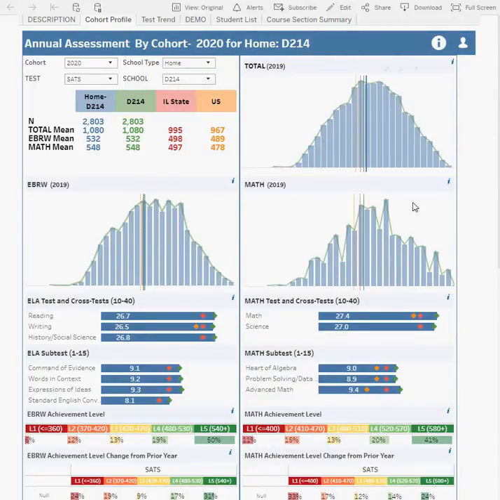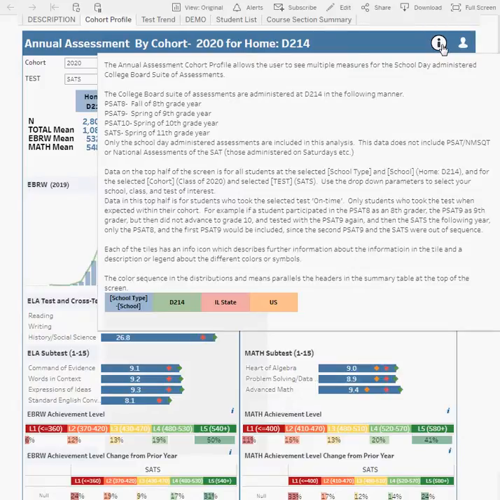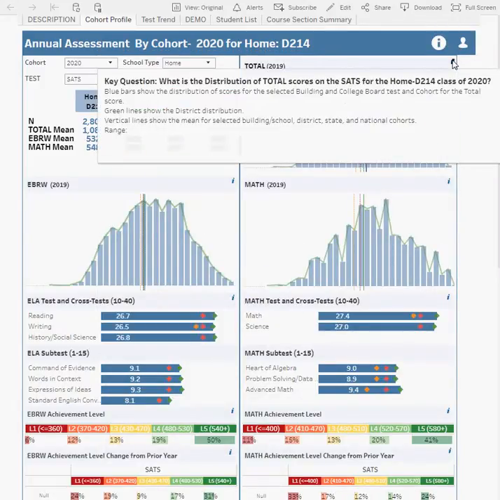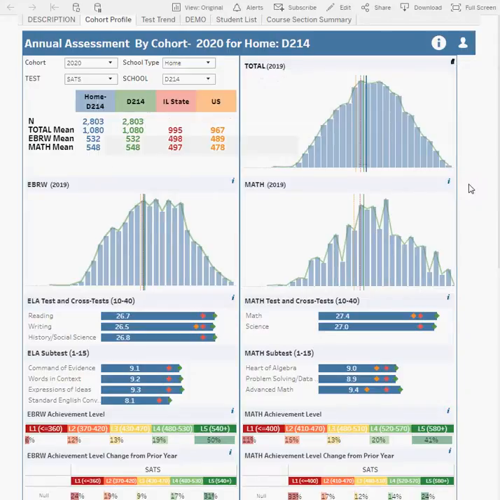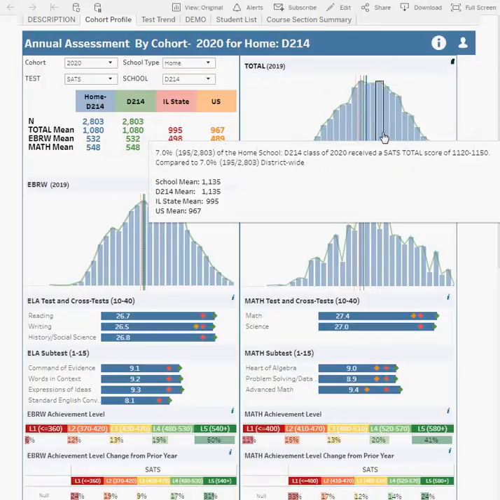Each one of these reports has a couple of features. One is they have this info button which will describe what you're looking at and give a bunch of contextual information. Each one of the tiles has something similar when you hover over or click this, which will give you the key question that particular tile is trying to answer, as well as some background information. If you hover over a tab, you'll see that it provides an interpretation of what you're looking at.